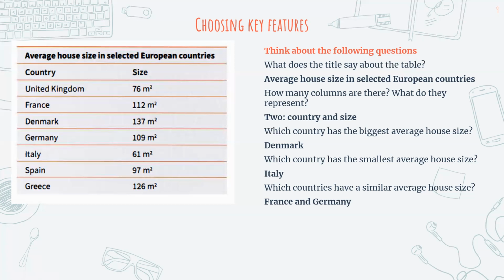This is what I mean by choosing key features of the visual data. What's the biggest or largest? For example, in our table, the biggest average house size is Denmark. Then the smallest is Italy, and Germany and France have a similar average house size.